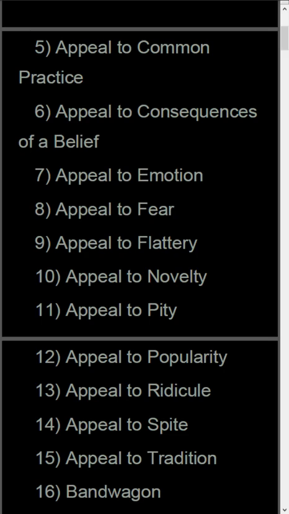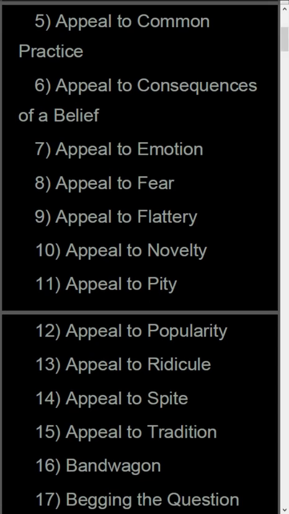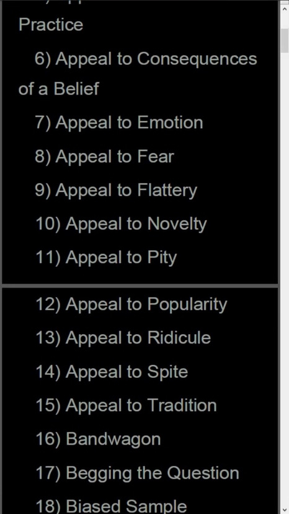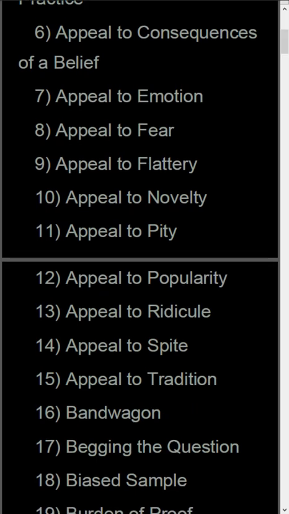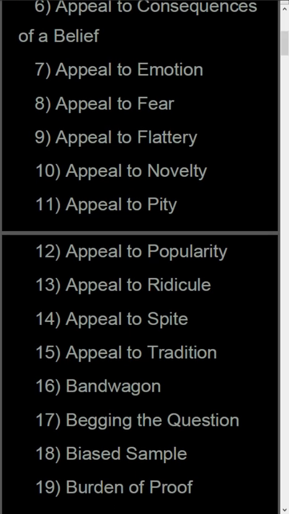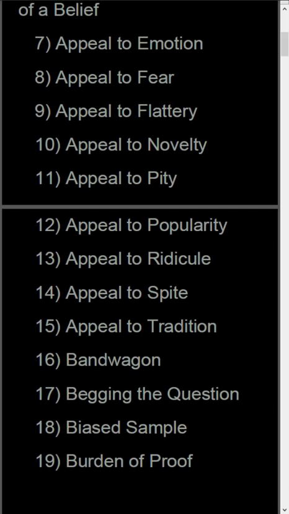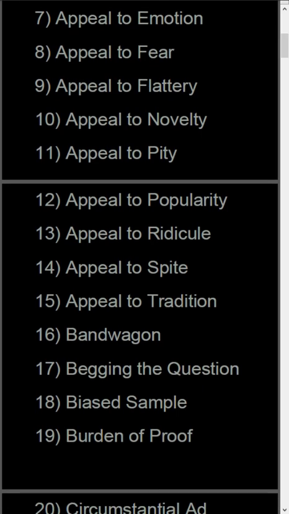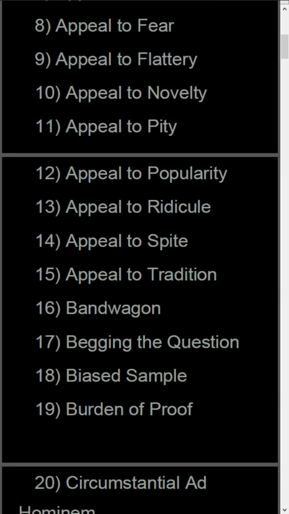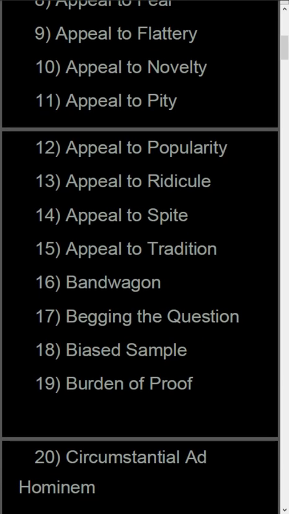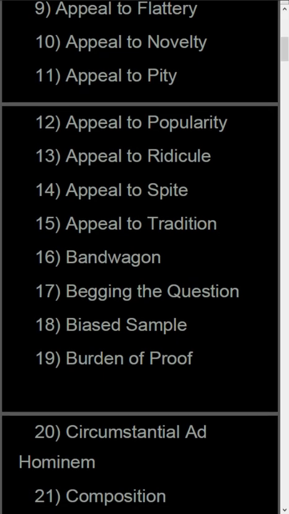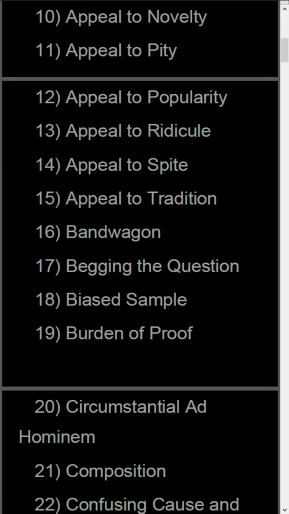8. Appeal to fear. 9. Appeal to flattery. 10. Appeal to novelty. 11. Appeal to pity. 12. Appeal to popularity. 13. Appeal to ridicule. 14. Appeal to spite. 15. Appeal to tradition.